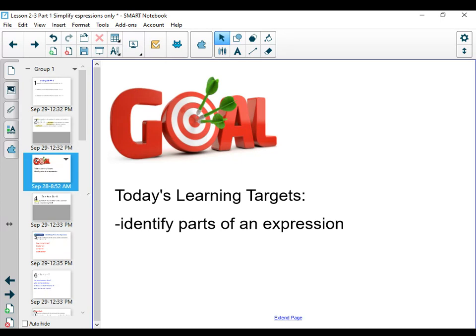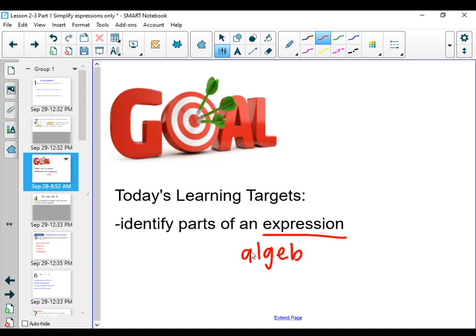Today's learning target is to be able to identify parts of an expression. Here's this word expression coming back to us. More specifically, they are going to be algebraic expressions, which, if you remember, means there is going to be a variable. That variable part is going to be super important.